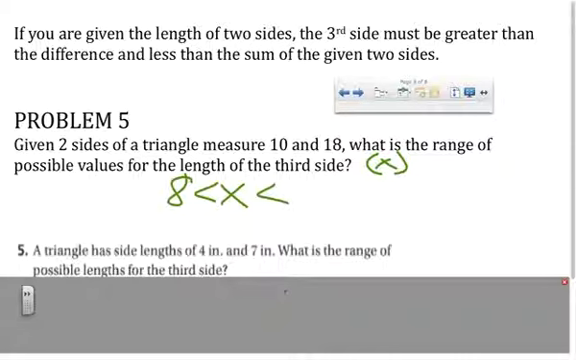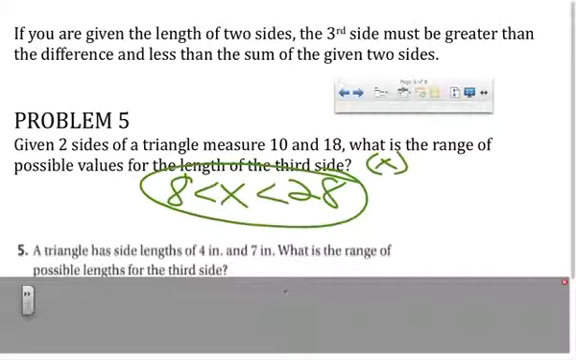So what's the sum? 28. That's it. That's the range of possible values for the third side. That's it. That's all you have to do.